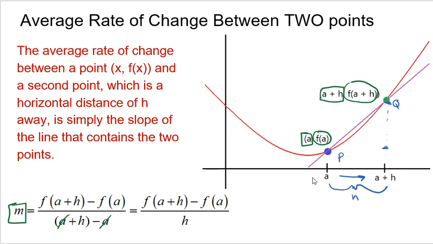So we get a nice little formula here, very simple formula. You guys should know how to find slope. And all we say is that the average rate of change between 2 points is simply the slope of the line that contains those 2 points.